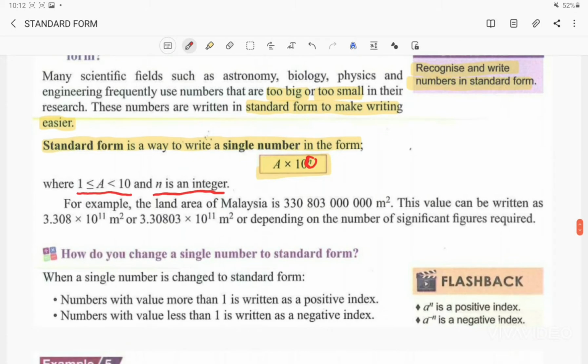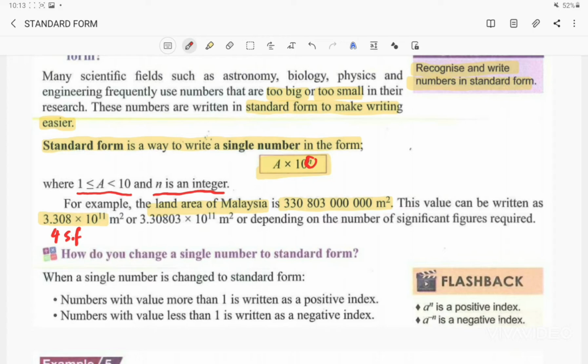Alright, now for example, the land area of Malaysia. Dia bagi value ini, kita nak sebut pun kita tak tahu nak sebut, kan? Okay, this value can be written as 3.308 times 10 to the power of n. Ini ada kaitan dengan significant figures. Okay, in this example, it is given 4 significant figures. 3.308 is 4 significant figures. Alright, times 10 to the power of 11.